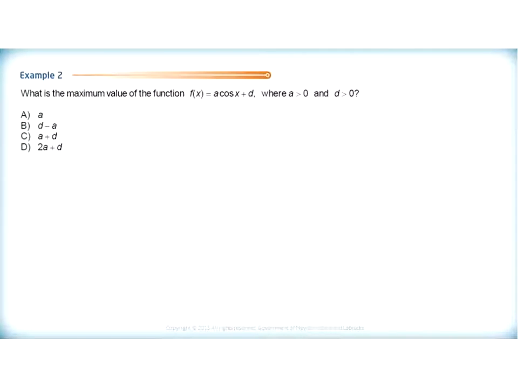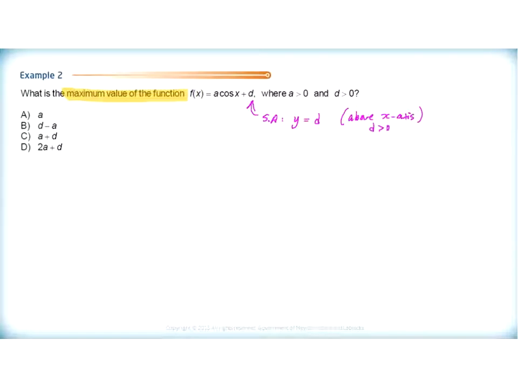In the next example, we are asked, what is the maximum value of the function? But this time, notice that we are given letters here. The function is defined as f of x equals a times the cosine of x, plus d. But we are told that a is greater than 0, meaning that a is positive, and d is greater than 0, which means that the sinusoidal axis is going to move, it will be above the x-axis. So your sinusoidal axis here will be given by y equals d. And knowing that d is positive, it's above the x-axis because the value of d is greater than 0.